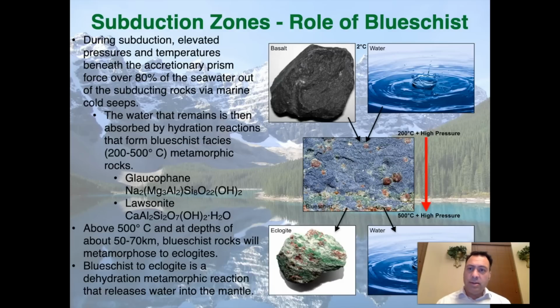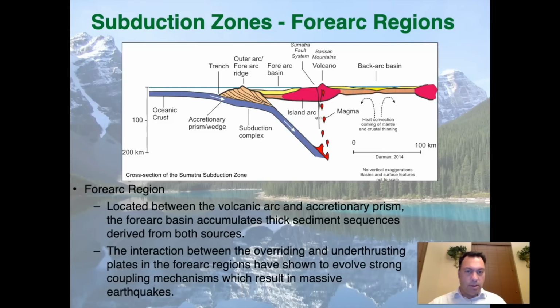Blueschist is something that is formed during subduction cycles. So during subduction, elevated pressures and temperatures beneath the accretionary prism force over 80% of the seawater out of the subducting rocks via marine cold seeps. In other words, let's go back to this image here. As this oceanic crust, that blue line there being sea level, there's a bunch of water up here, the sea, right? The ocean is there. And so as the oceanic crust is subducting, it's taking water with it.